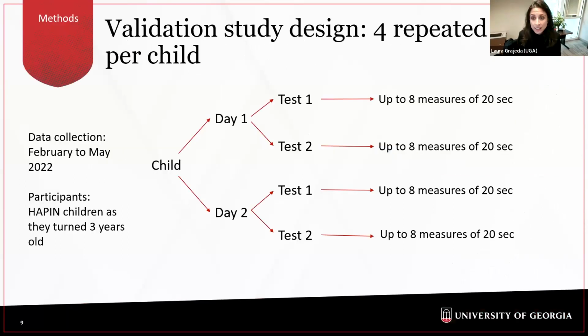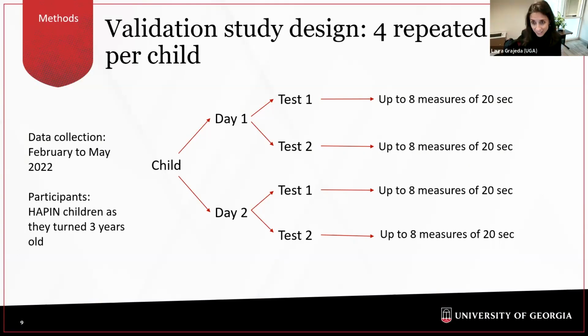Our validation study design consisted of 4 repeated tests per child. The data was collected between February to May 2022, and the participants were children graduated from the HAPIN trial when they turned 3 years old. Please follow me here with the design. Each child was assessed for lung function during 2 different consecutive days, day number 1 and day number 2. On each of the days, they had 2 tests, test number 1 and test number 2. Therefore, each child can have between 1 to 4 tests.